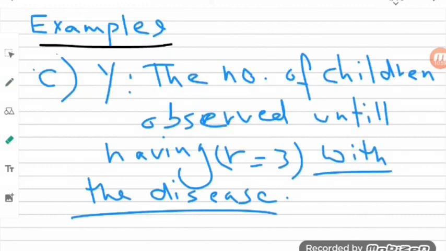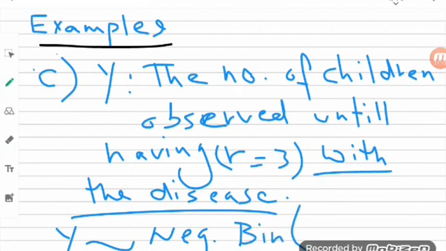To find the probability that y equal a certain value y, we need to substitute in the formula of the negative binomial distribution. I'm sorry, we still need to define the probability distribution of y, or we have to say that y will belong to the negative binomial with 2 parameters, r equal 3 and probability of success equal 0.2. Fine?